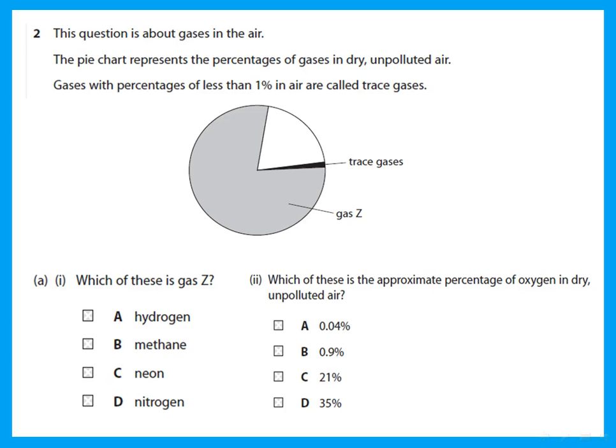This question is about gases, and he gives me a pie chart that represents the percentages of gases in dry, unpolluted air. Dry means no water vapor. Unpolluted means there is no extra gas that is not supposed to be there. So which of these is gas Z? Which gas makes up most of air? It is, of course, nitrogen. Now, which of these is the approximate percentage of oxygen? You should remember that the percentage of oxygen in air is 21%.